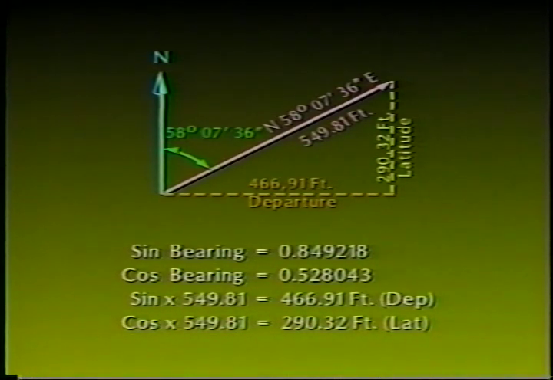First, find sine and cosine of the bearing. Sine equals 0.849218 and cosine equals 0.528043. Then multiply the length, 549.81 feet, by the functions. This equals a latitude of plus 290.32 feet and a departure of plus 466.91 feet. Because it is a northeast bearing, both latitude and departure will have positive signs.